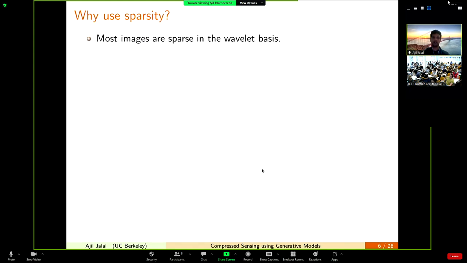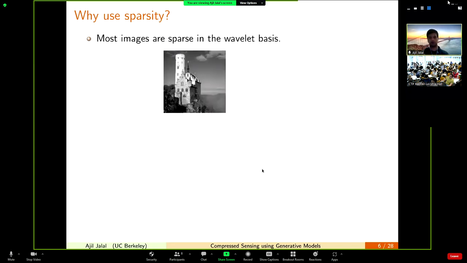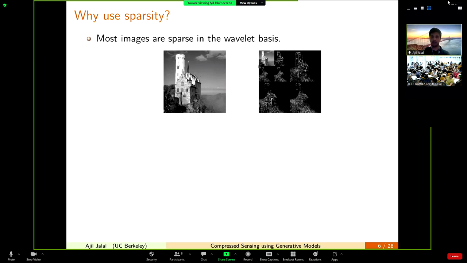And now, a natural question to ask is, why do people care about sparsity? It's because if you look at images in some harmonic basis, like for example in the wavelet basis, if you take this image of a castle and you perform a wavelet transform, you see that most of the wavelet coefficients are sparse.